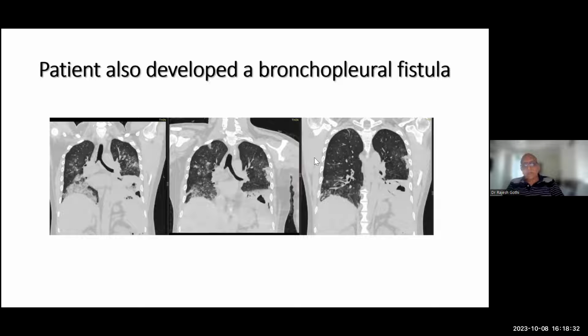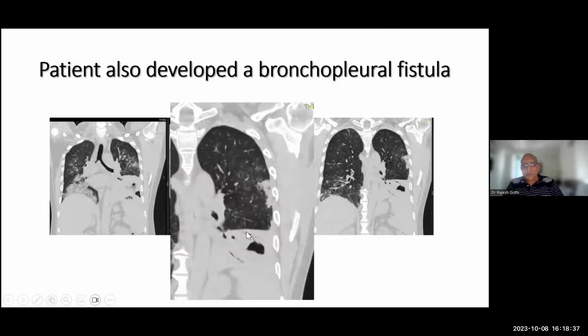Besides having a pleuroparenchymal fistula, the patient also had developed a bronchopleural fistula. You can see a bronchus communicating with the fistula, communicating with the pleural space. So this patient was managed conservatively, and subsequently everything became all right, and he was discharged. So these fistulas can subside on their own without having to do any surgical management.